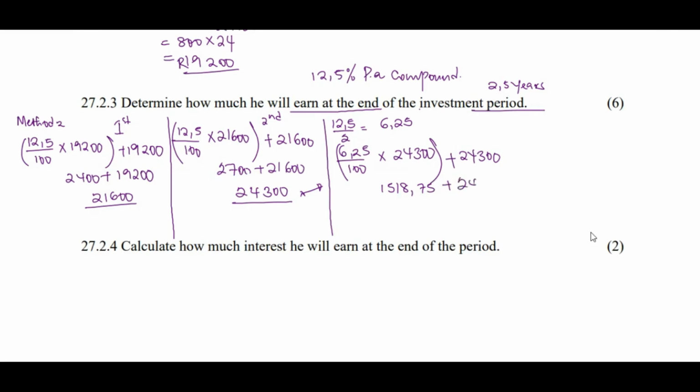Plus the 24,300. So your final answer, you have it as 25,818 and 75 cents. So this is how we do it. That's method 2.